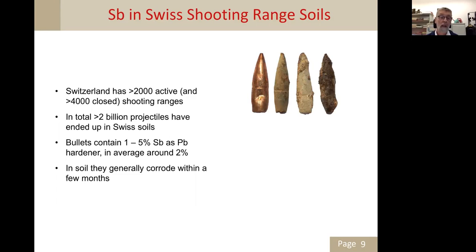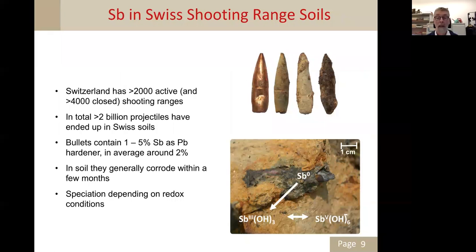In the soil, the bullets generally corrode very quickly, within a few months, as you can see here in the upper right. And then the metals are released, and also the antimony, into the surrounding soil, and it gets oxidized from the metallic form to either antimony(III) if we have anaerobic conditions, or even further to antimony(V) if we have aerobic conditions.